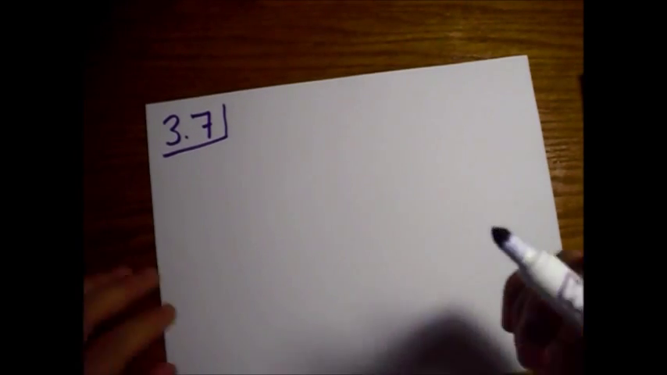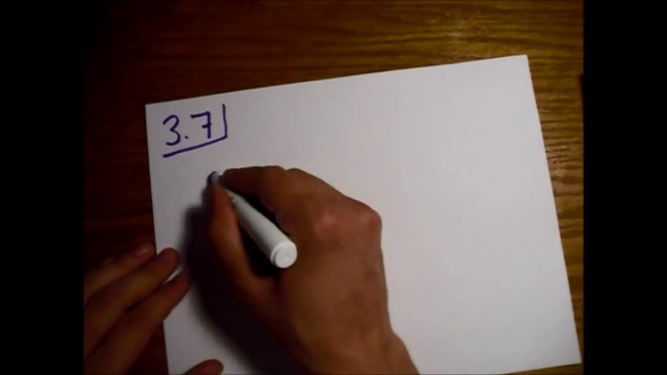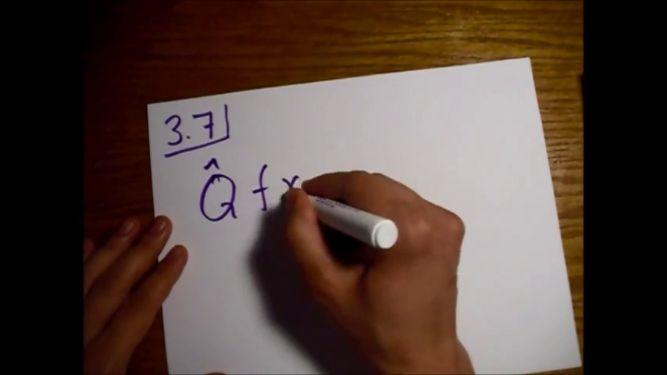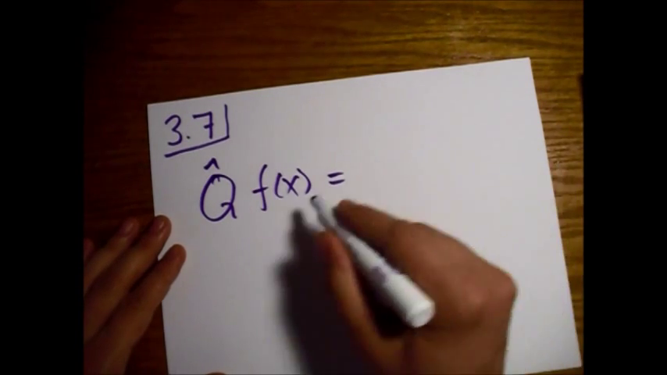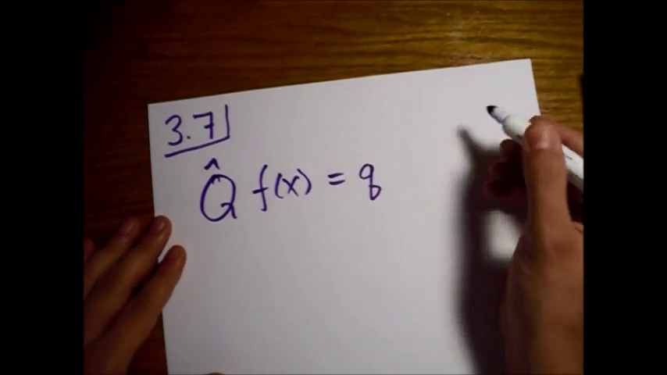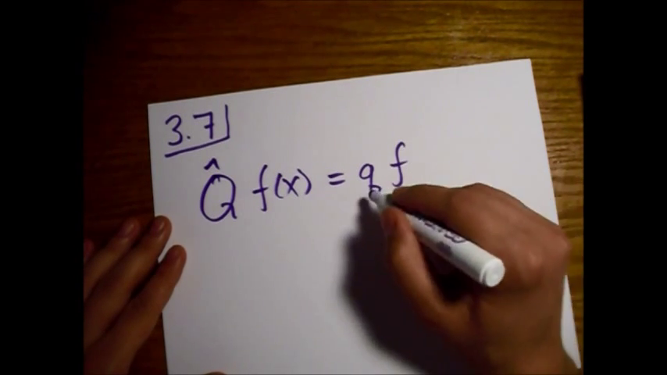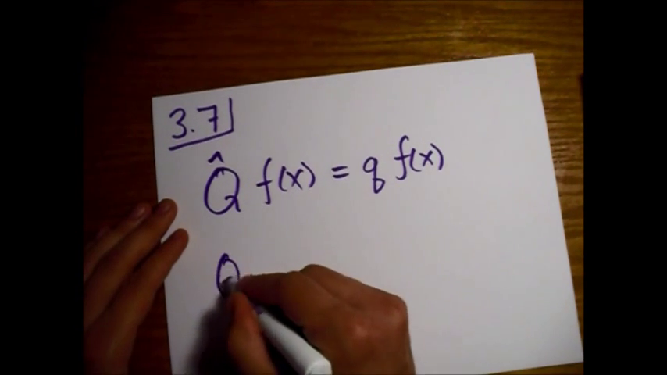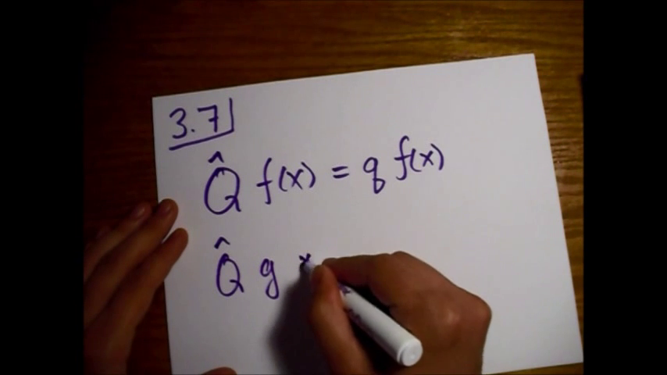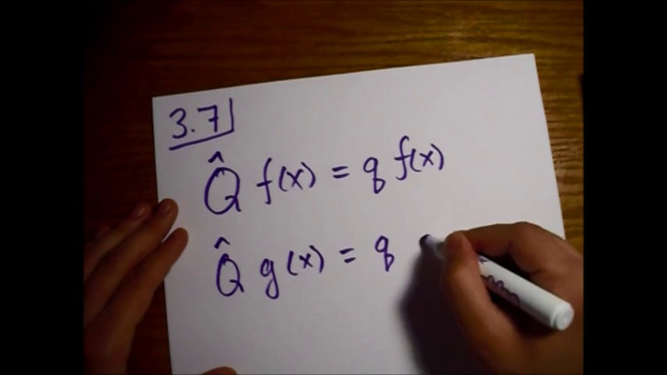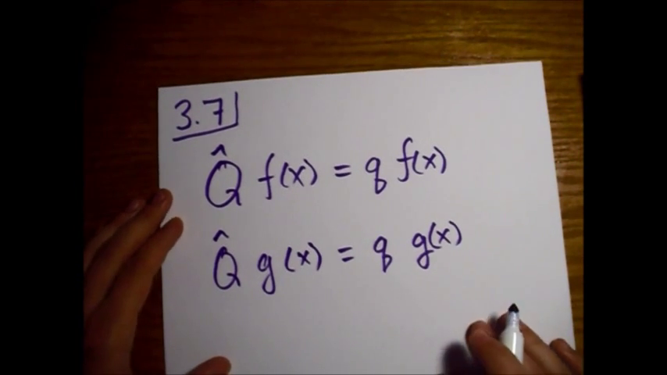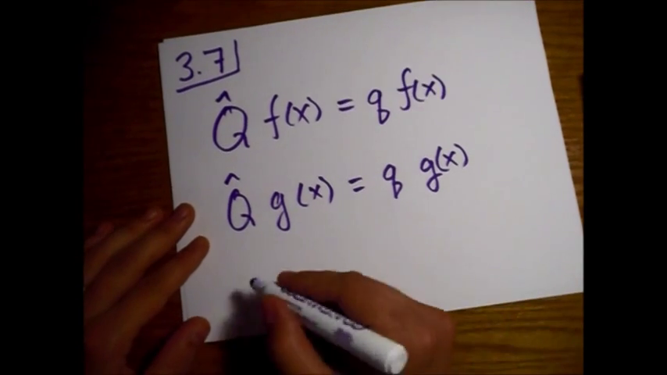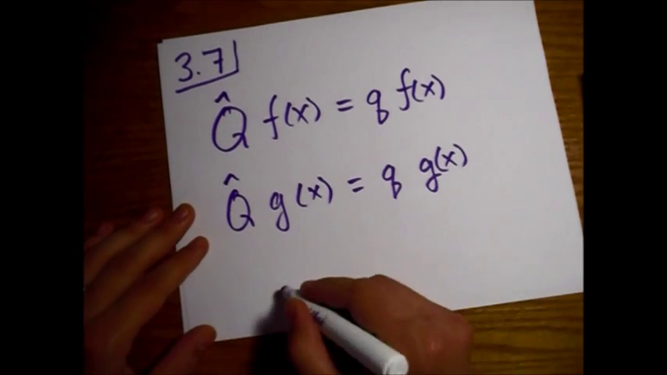Alright, so what we have here is this operator, big Q, which is going to operate on f of x, and because f of x is an eigenfunction of it with eigenvalue little q, we just get this little q constant multiplied by the eigenfunction on the other side. And the same goes with g of x. Just like this. Now what we're going to look at is a linear combination of these, which we're just going to write this way.